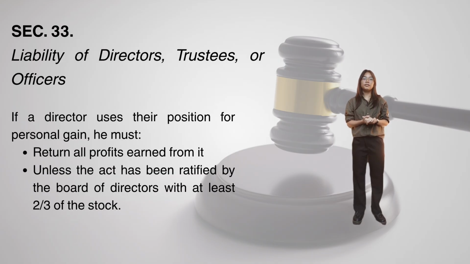Section 33. Disloyalty of a director. A director must always act in the best interest of the corporation. If they use their position for personal gain or benefit, they must return all the profits earned from the act, unless the act has been ratified by 2/3 of the stockholders. For example, a director secretly starts a competing business using company information. He must return the profits unless shareholders validly approve his act.